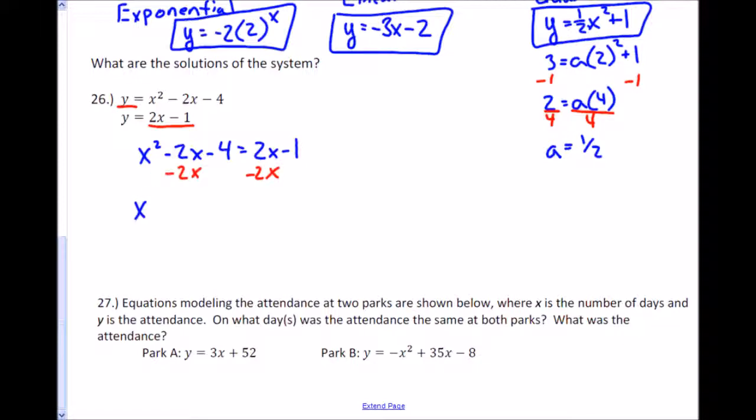So that gives me x squared minus 4x minus 4 equals a negative 1. Now I'm going to add the 1 to each side. So I've got x squared minus 4x minus 3 equals 0. Now that it's set equal to 0, I'm going to solve. Always check factoring first. I build a bridge. That's a negative 3. Two numbers that multiply to negative 3 but add to a negative 4.